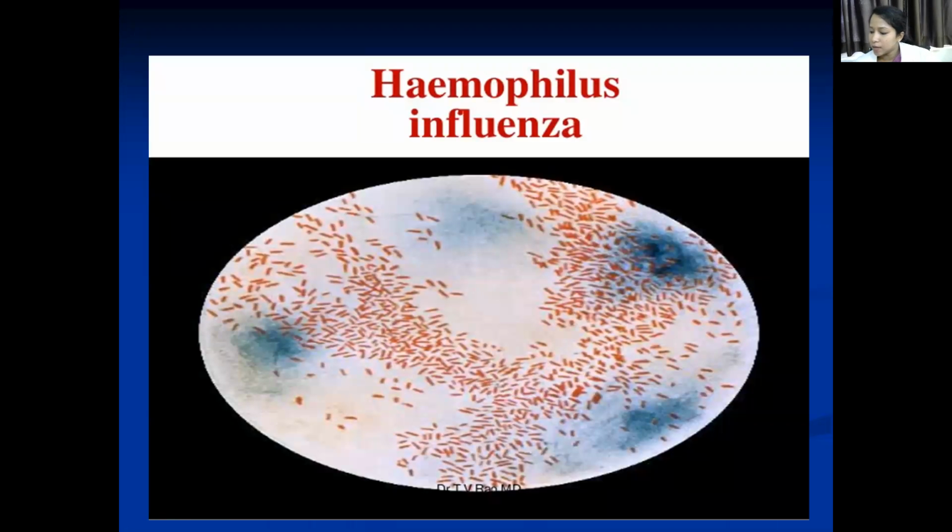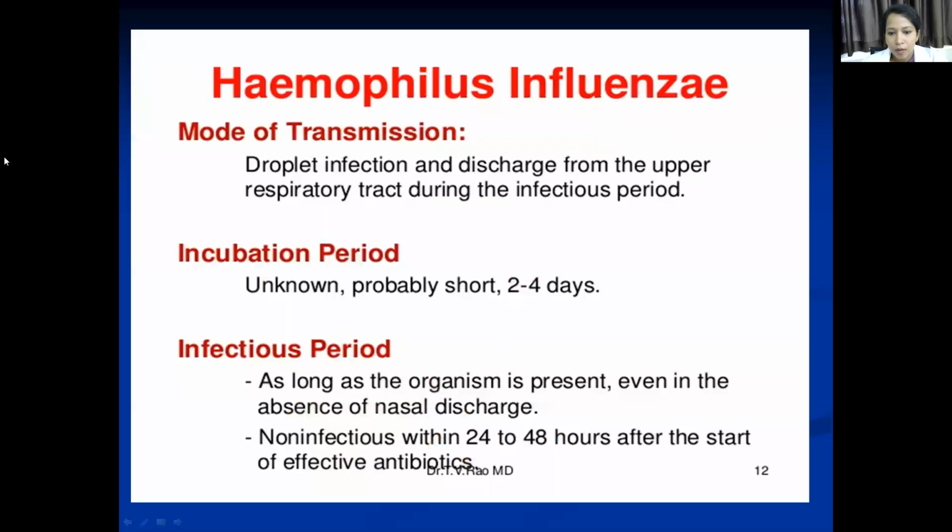Then next, I'm running out of time, 10:30 already. Now coming to details about Haemophilus influenzae. They are coccobacilli, gram-negative, non-motile. Mode of transmission: it is transmitted through droplet infection and discharge from the upper respiratory tract during the infectious period. The incubation period is very short, like 2 to 4 days.